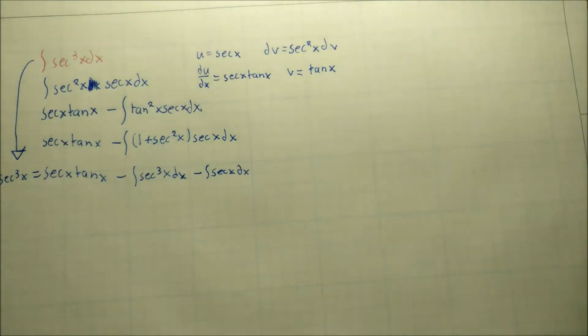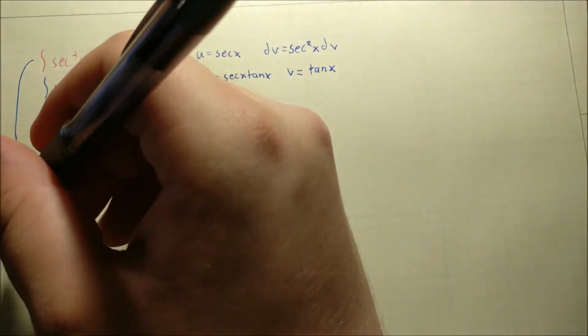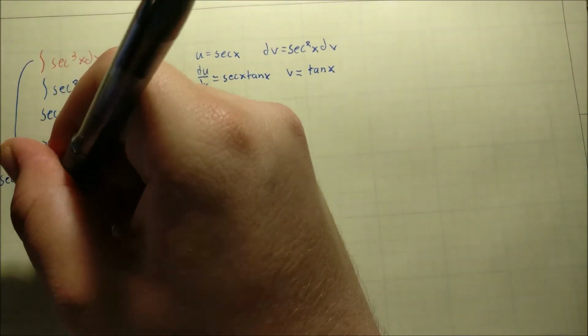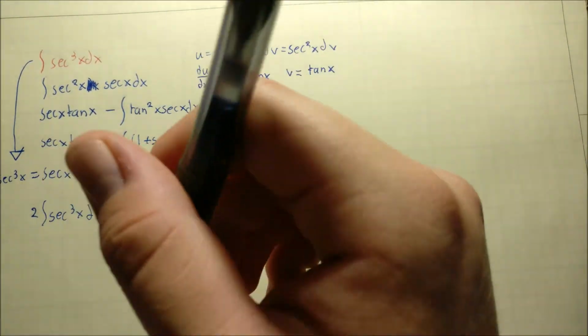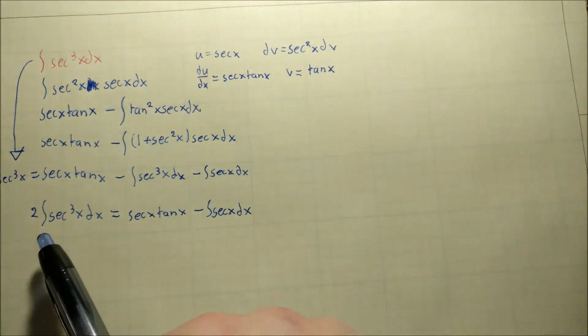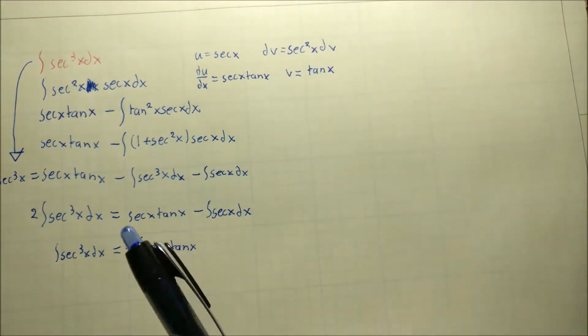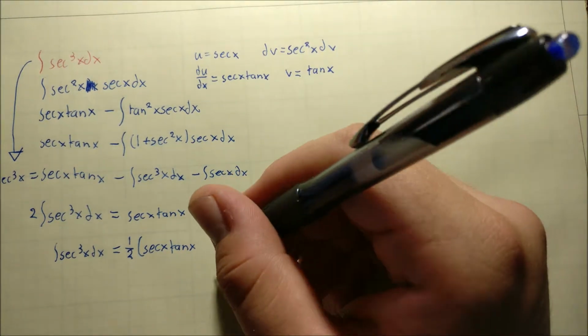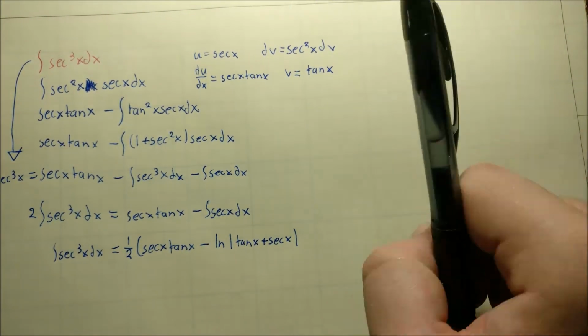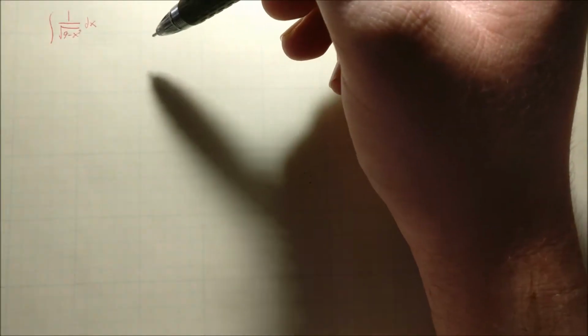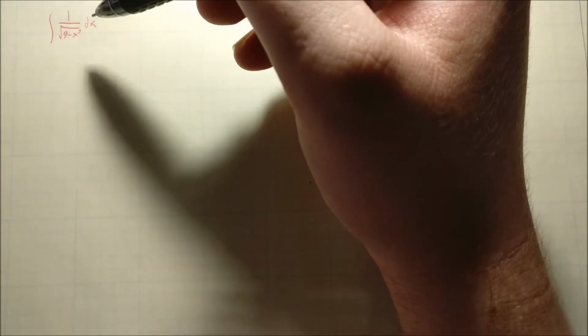Now we have an equation instead of an expression. We can add this to both sides. So then we have our answer, we have to divide by 2. And then the integral of secant is one that you can get from a table. Done.